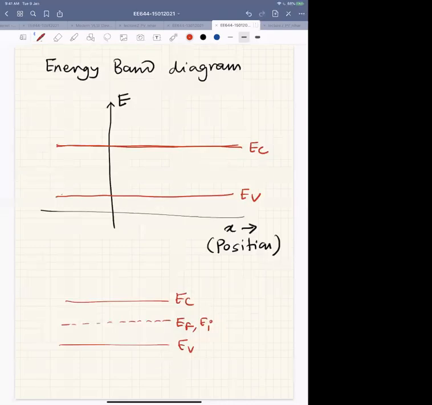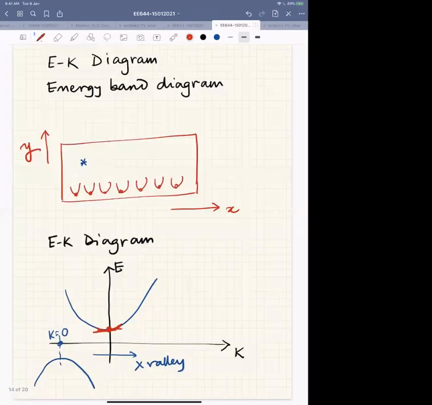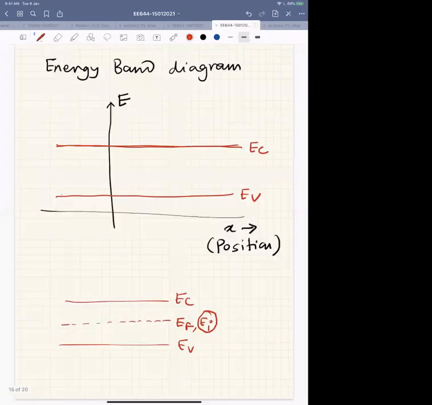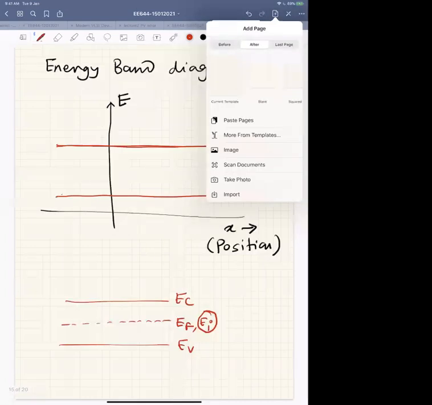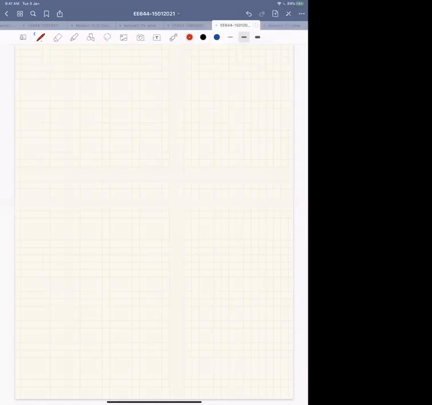Sir, what is EI? Yeah, okay, I'll come to this point. EI is the intrinsic energy level. Basically, this is the Fermi level, meaning this is the intrinsic energy level, the Fermi level of an intrinsic semiconductor. I'll come to this point later. If there is no question, then we'll go forward.